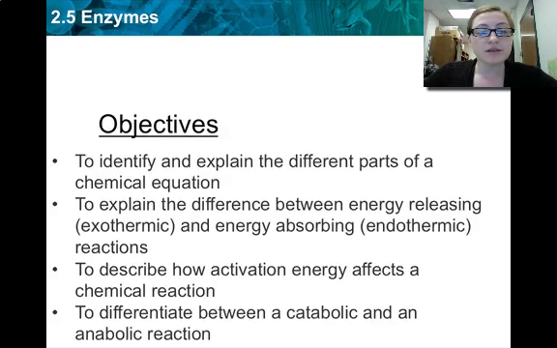So here is a list of your objectives. Remember, when you get to the end of this lecture, you want to come back and read through these and make sure that you could answer them. If not, then go back through the lecture again, take some extra notes, and remember, you can always email your teacher.